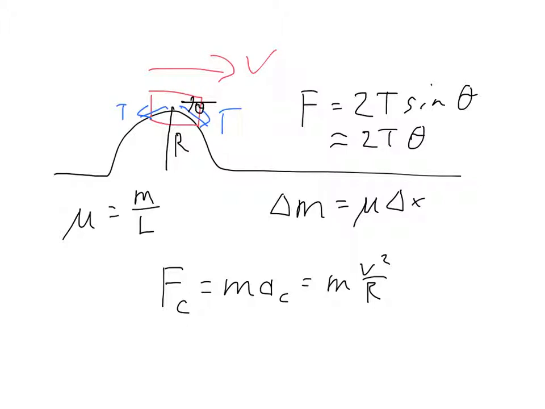Now, let's try relating all these things together. We know that the force here is supposed to be the only applied force that we described above. So that means we have 2 times tension times theta equal to what little bit of mass we have. So that's mu delta x v squared over r. And that little region delta x, we should try relating it to the other variable we have here, to the angular size that we have in this case.